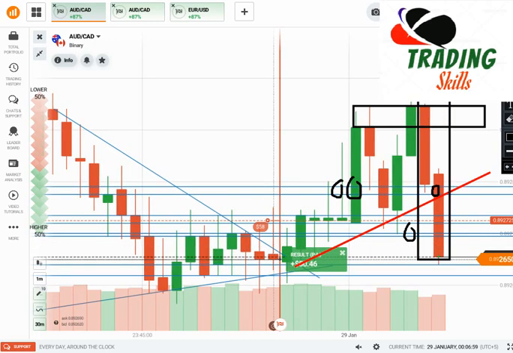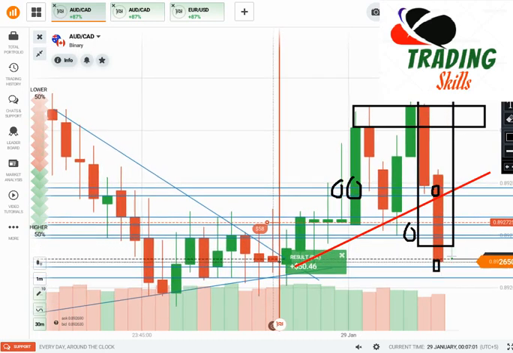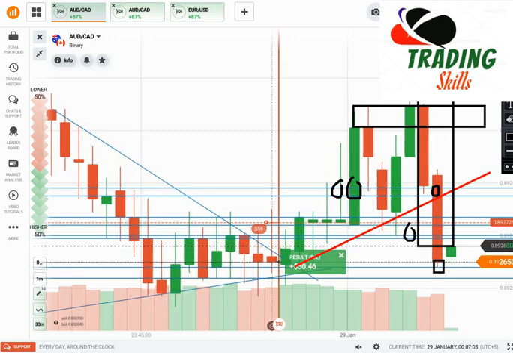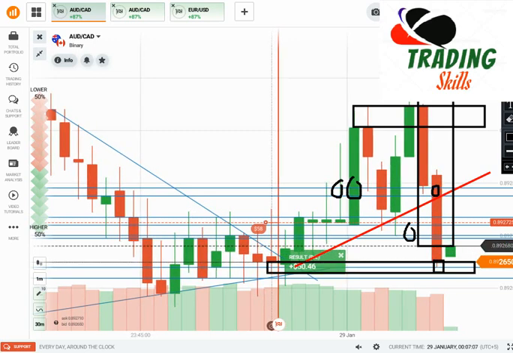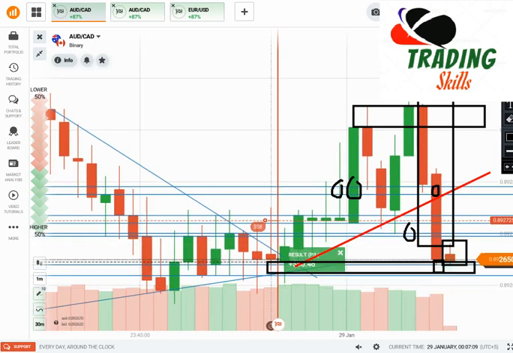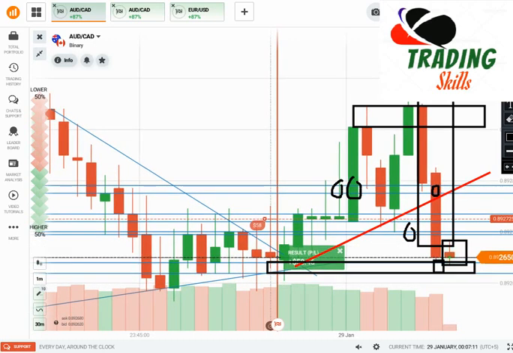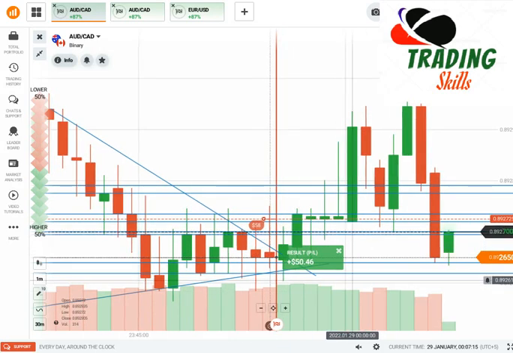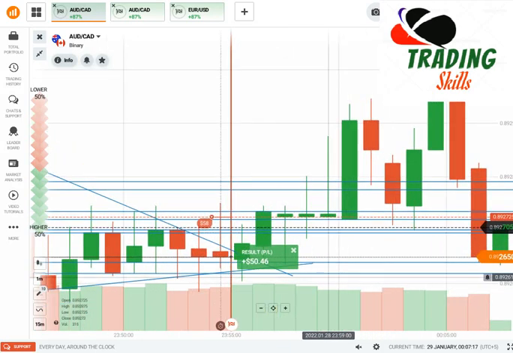You can see a seller's entry again, you can see a rejection from the buyers. So this is very much easy to understand. And on the left side, this is the level. You can get here a bullish candle again. So let's see, you can see here. Okay, let me show you here.